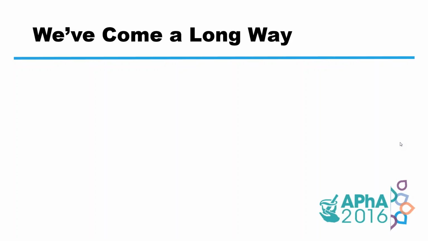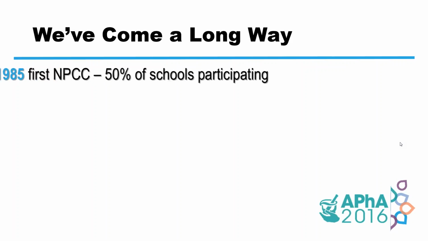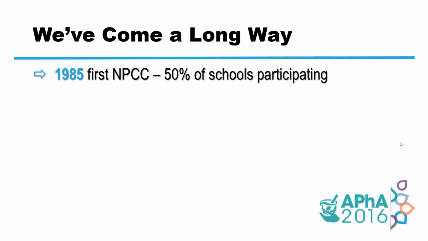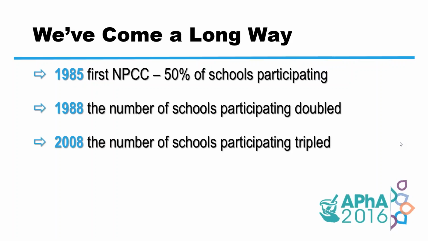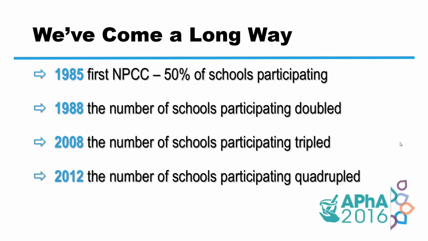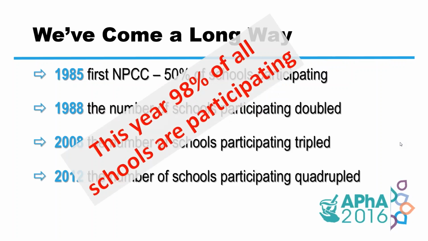When I start this orientation, I do like to say that we really have come a very long way. We started in 1985 and only had 50% of the schools participating. In those days, it was 31 schools. The reality, though, is we were very pleased because we didn't know if people were going to be interested in participating. However, once we got to 1988, the number of schools doubled. By 2008, the number of schools that participated in the NPCC tripled. By 2012, the number of schools quadrupled. So there has been continuing interest over the years, and including the group that is participating this year, 98% of all schools and colleges of pharmacy in the United States will be sending a representative to Baltimore to participate in the competition. So you will have stiff competition, but it also is saying something that still, after 32 years, there's still a significant level of interest in the patient counseling competition.